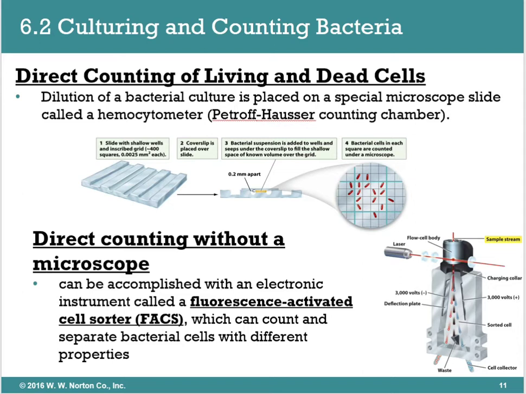Or there's a direct way where you get a very specific number, and that's without a microscope. This is done with a fax machine, which counts and separates bacteria cells based on different properties. So just know that there are different ways of counting cells. There's direct counting where you physically hand count, and then there's another way of doing it without a microscope, and that's using the fax machine.